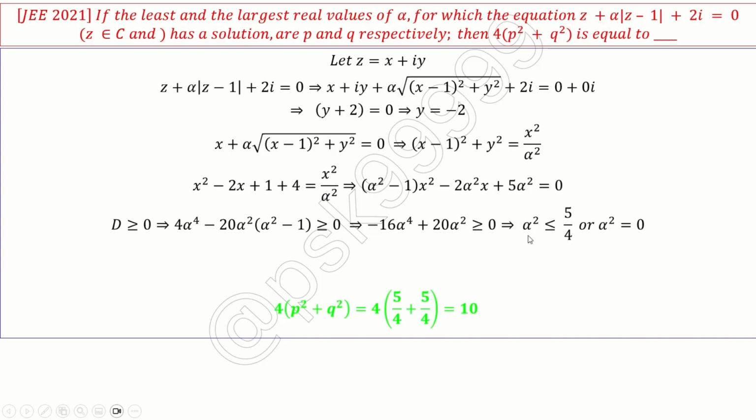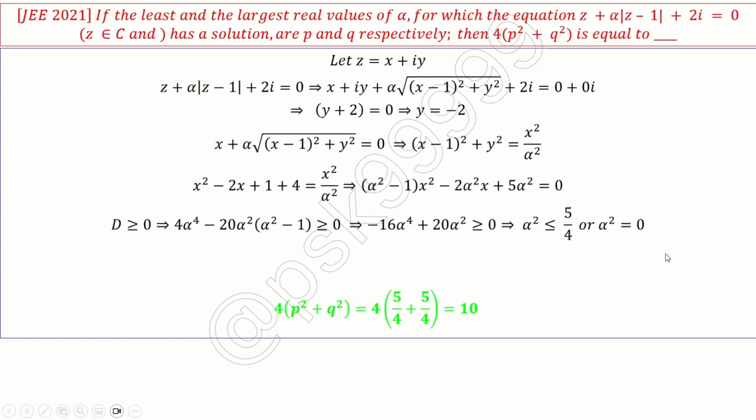Now, if I simplify, take alpha square common, and since alpha is not equal to 0, we can cancel it on both sides. So alpha square is less than or equal to 5 by 4, because the negative part is there, the sign will reverse. Remember these inequalities. Now alpha has only two values, so one should be minimum, the other maximum: square root of 5 by 4, plus or minus, right? Minus is minimum, plus is maximum.